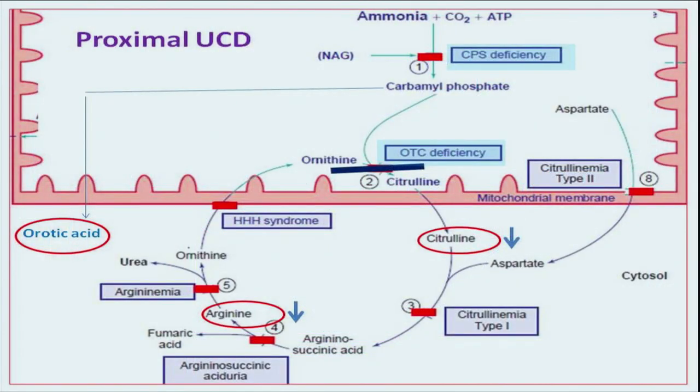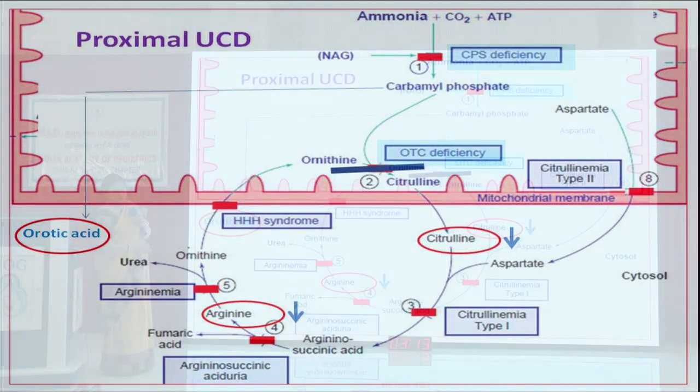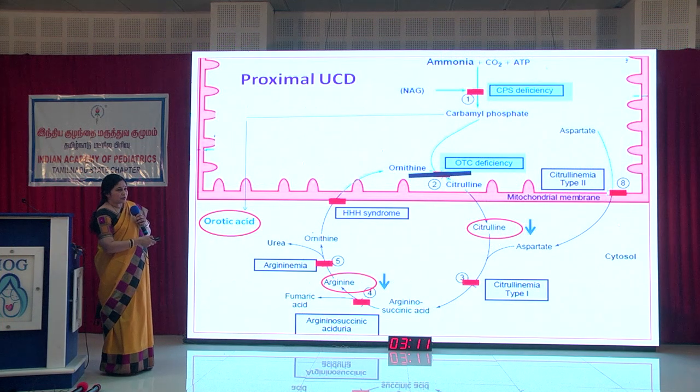So how do you differentiate the proximal 2 disorders from the distal 3 disorders? So when there is a block here, it could be either of the 2 proximal enzymes. So there is decrease in citrulline levels and decrease in arginine levels. But how do you differentiate these 2 conditions? When there is a block here, citrulline levels automatically decrease. So how do you differentiate when there is low citrulline? It could be either of these.